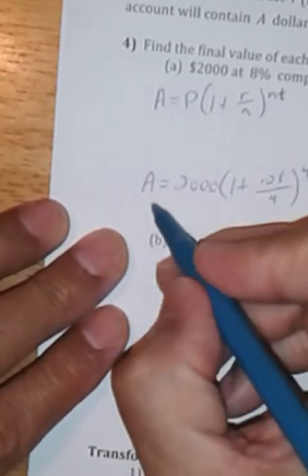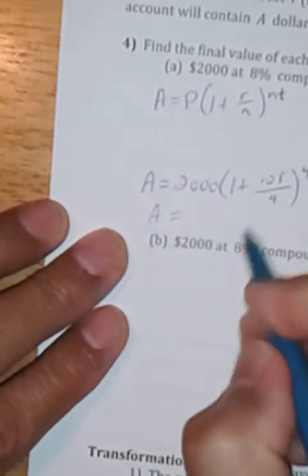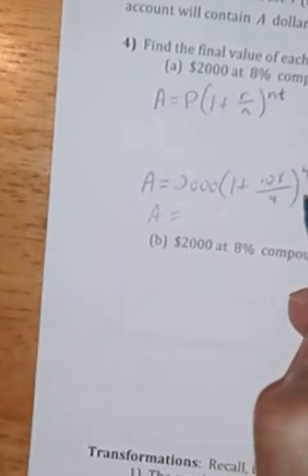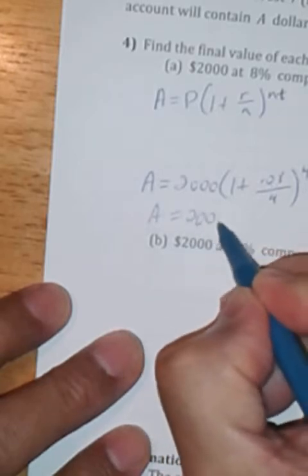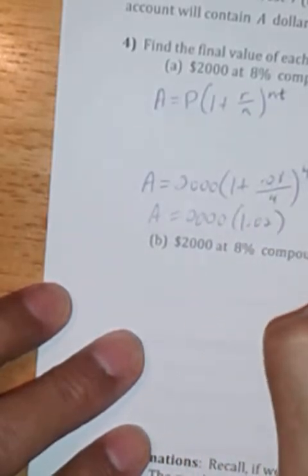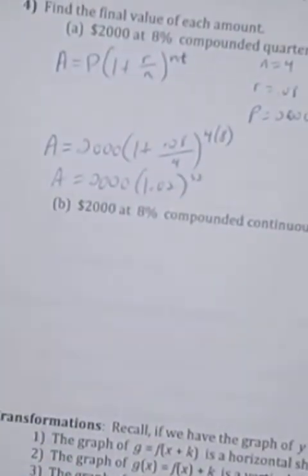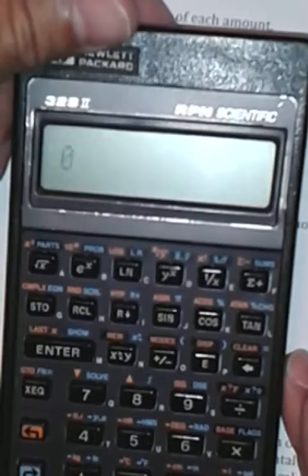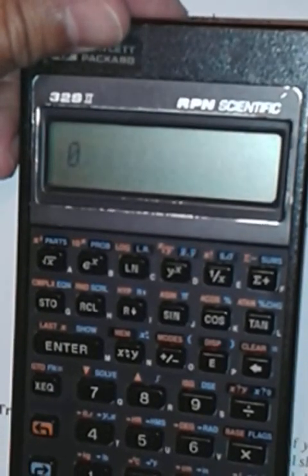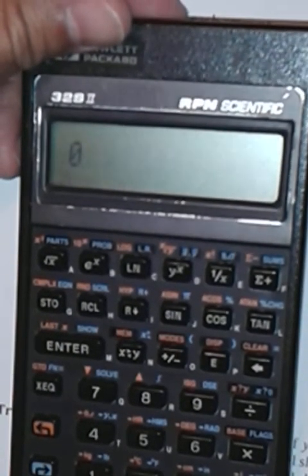All right, so this will be A equals, and I'm just going to simplify a little bit. So 0.08 divided by 4 is 0.02, plus 1 is 1.02. So this is 2,000 times 1.02 to the 4 times 8, which is 32. So I'm going to do the 1.02 to the 32nd power. And if you notice, you need to use a scientific calculator with a y to the x button. To test your y to the x, to know which number to punch in first, do a number that you know what the answer should be, like 2 to the third is 8.